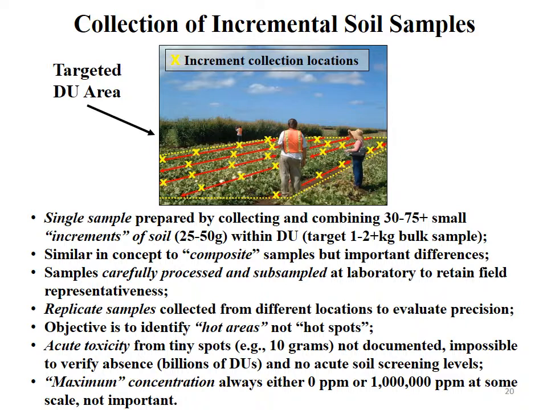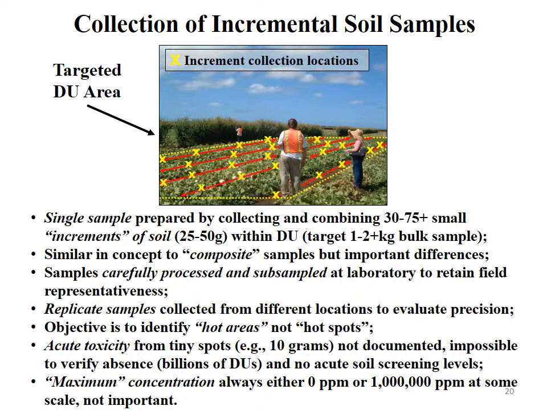As always, the issue that comes up is, well, what about acute toxicity from one spot, one of those little X's in the figure? In acute toxicity, you might think of 10 grams of soil. That's the mass of soil that a pica child, or a kid that eats dirt, might be assumed to ingest at one time. Well, first point is that acute toxicity has never been documented for exposure to soil.